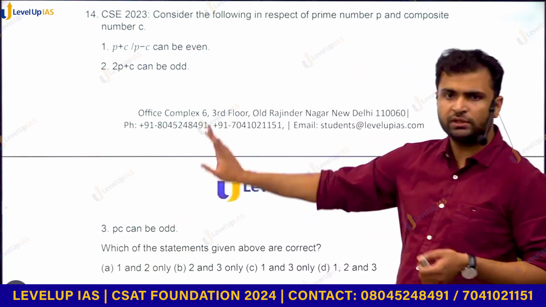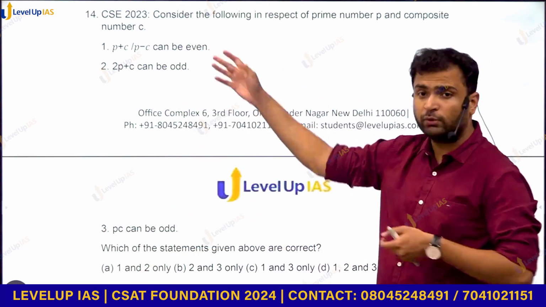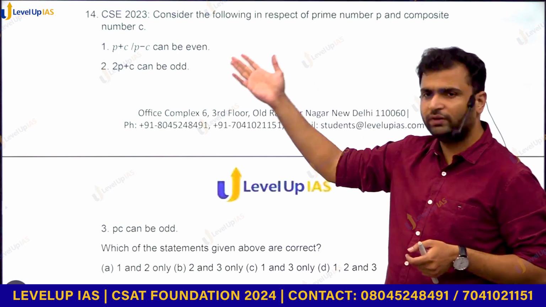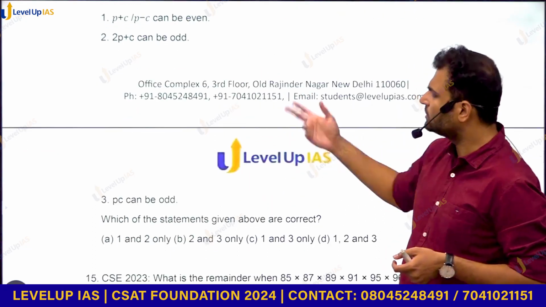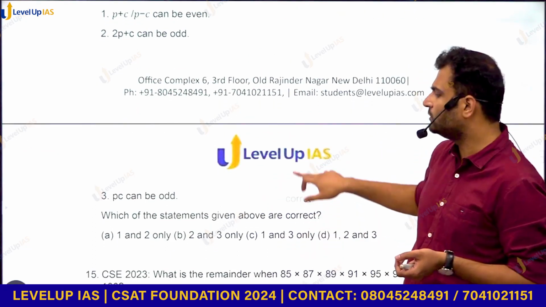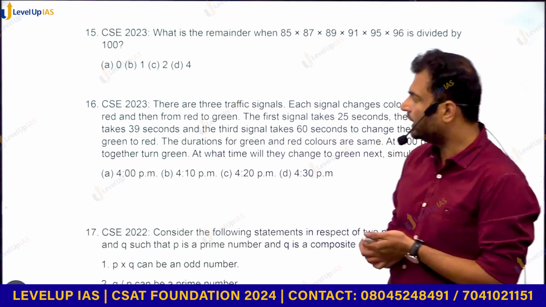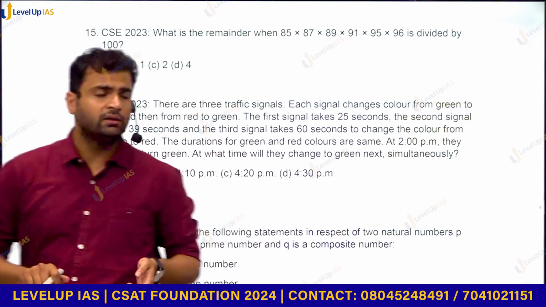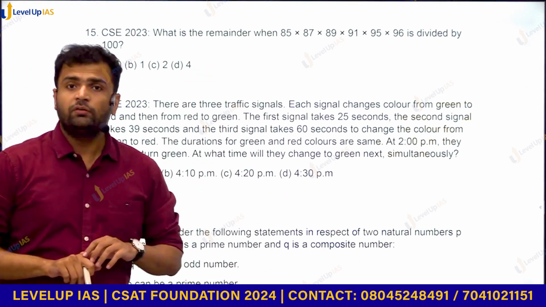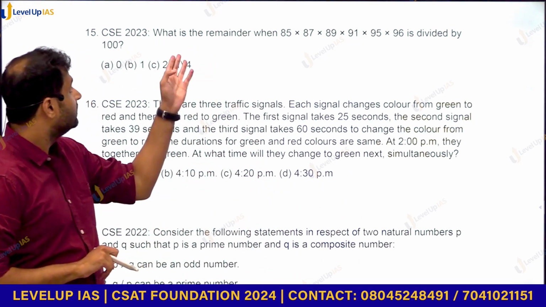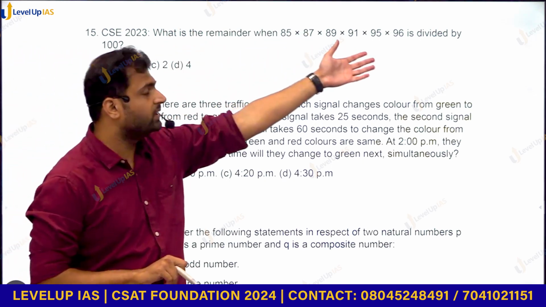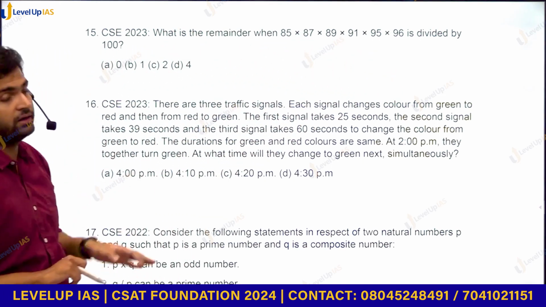Not a very difficult question, although it seems like a three-part question. All statements are very elementary, and just playing around with a few values, you will get the answer. Again, kind of a repeated question from the topic of divisions. We want to find out what is the remainder when this particular number is divided by 100.